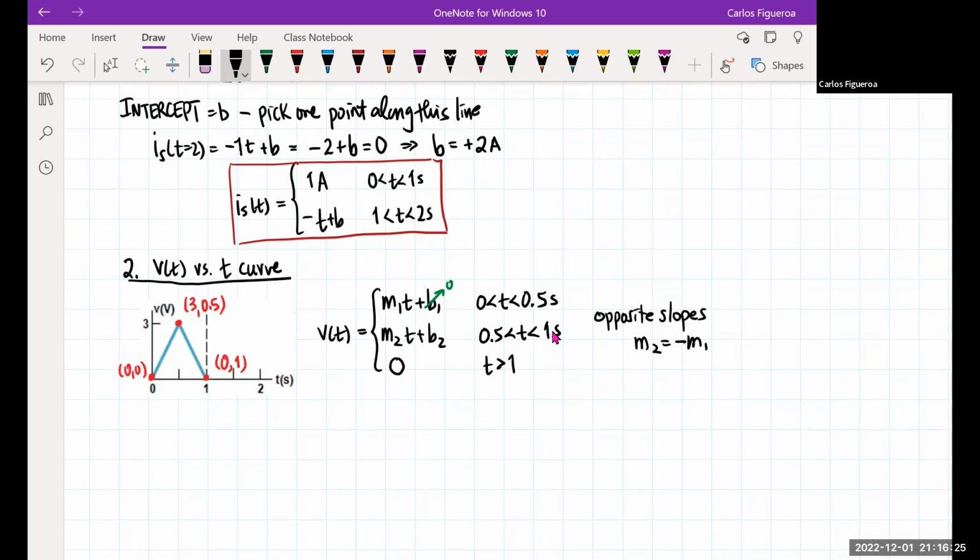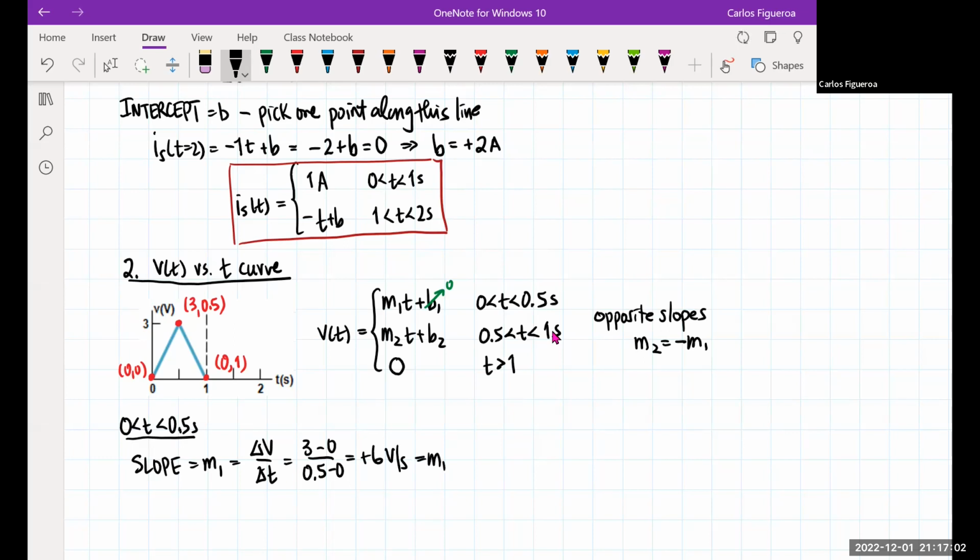So let's calculate the first region, between this and half a second. What I'm seeing here is that I need the slope, which I'm calling M1. I'm going to pick my 2 points off of the first line, the positive slope line. This is going to give me 3 minus 0 over half a second minus 0. So this gives me 6 volts per second for M1.